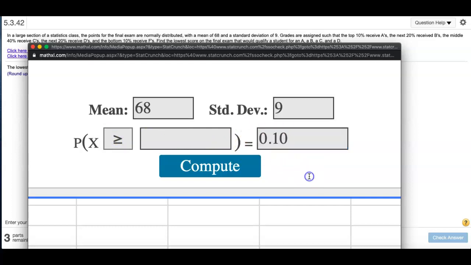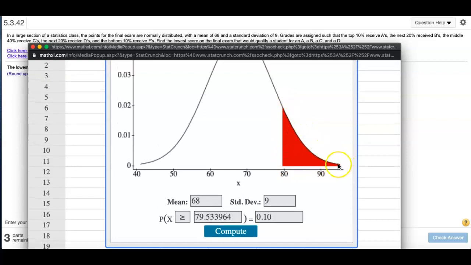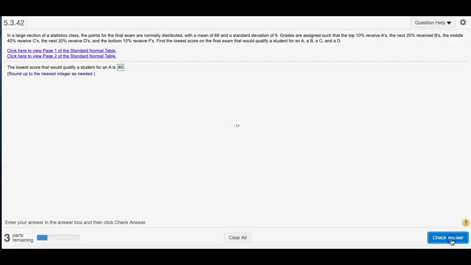So if I type this in and hit compute, you will get the answer in this box. I'm going to go ahead and hit compute. The answer is 79.5. Round it up to be safe. I will try to go for an 80 on this test to get an A on this final. 80, round it up. And as you can see in this chart, the right tail is highlighted. If you are in this red region, you are going to get an A in this class. So the answer is 80. Check answer.